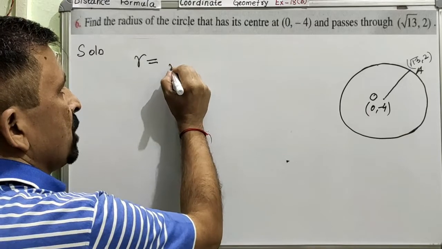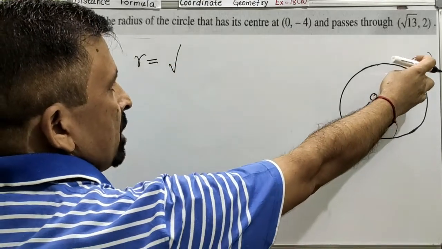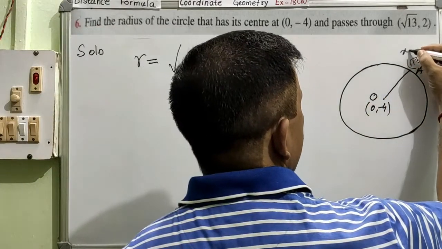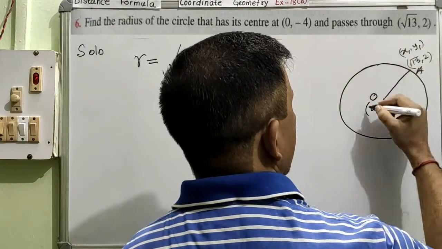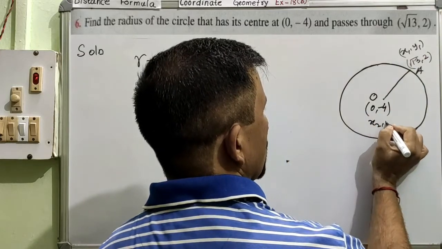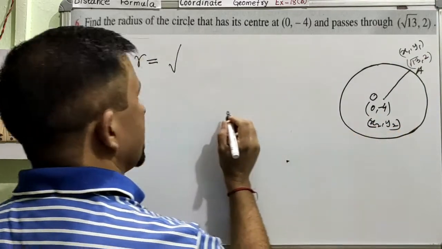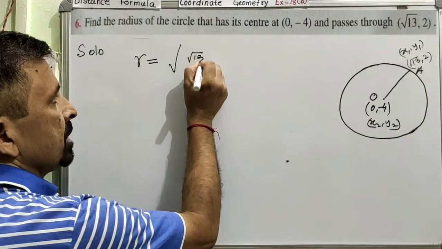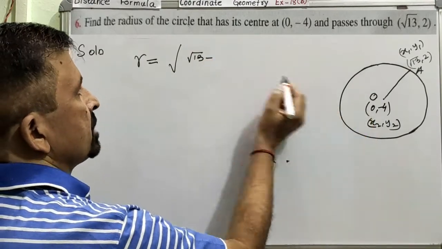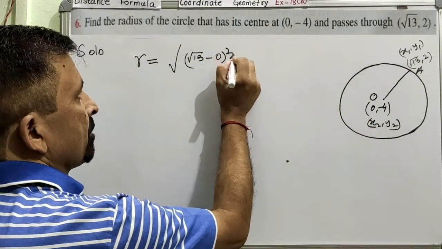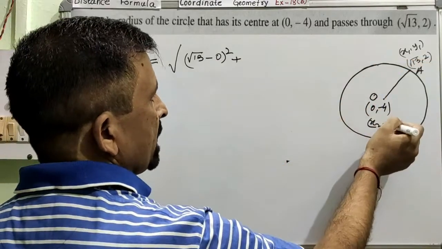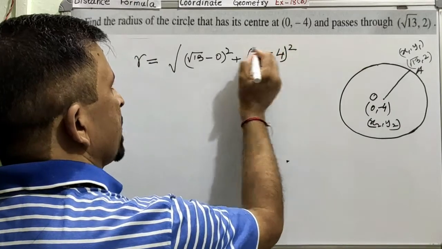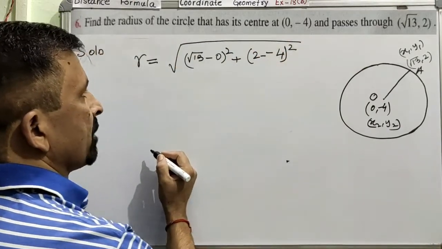And this radius will be root over, now anyone, maybe I can take this as x1 y1. This one I will take as x1 y1, and then this point will become x2 y2. We have freedom, we can choose any point as x1 y1 and x2 y2. So this is root 13 minus 0 square plus 2 minus minus 4 square. Hope I am very clear.